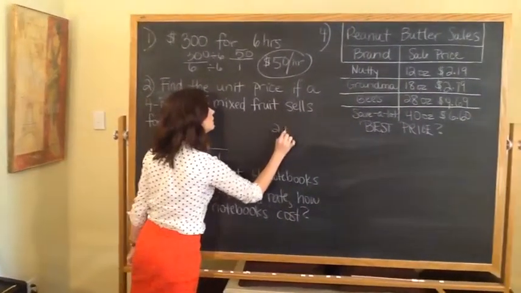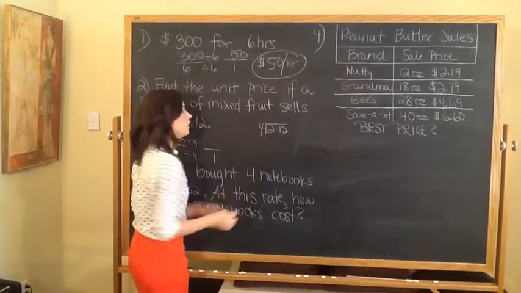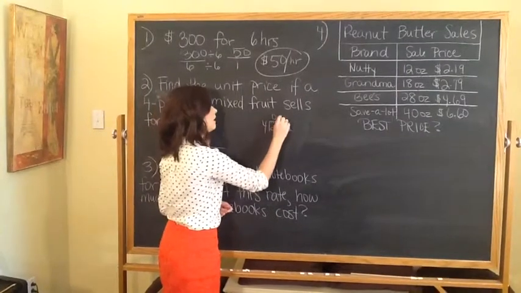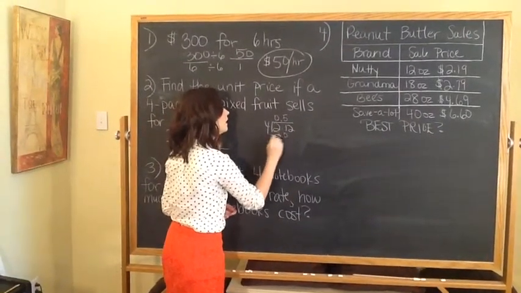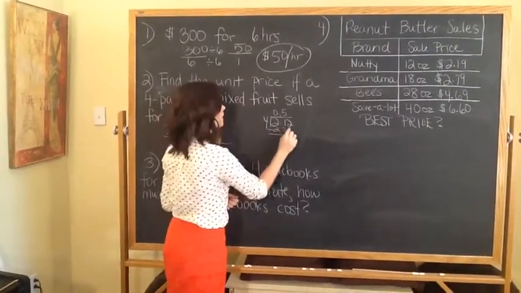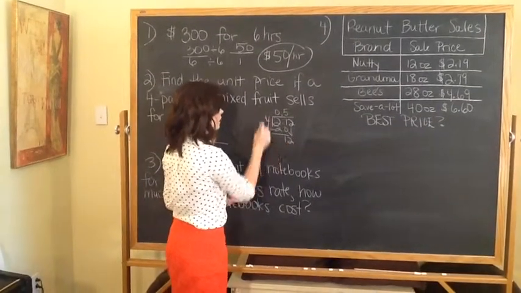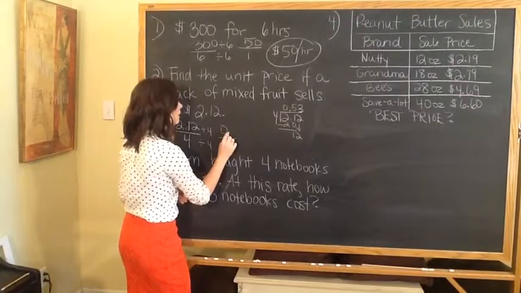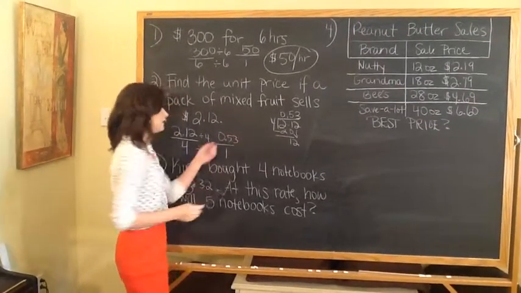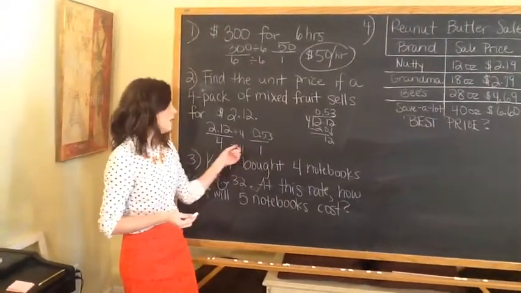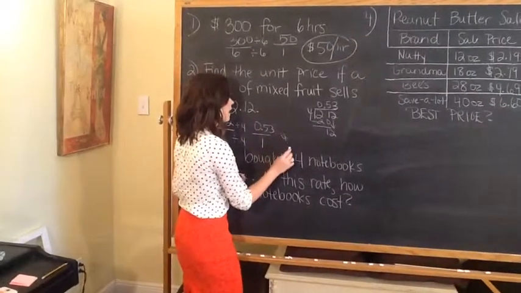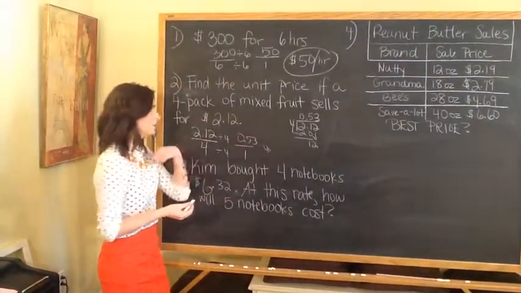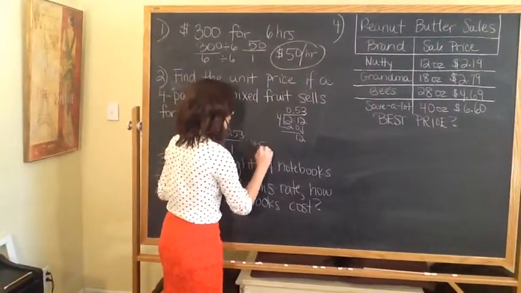We have 212 divided by 4. 4 goes into 2 0 times. And then 4 goes into 21 about 5 times. It's going to give us 20. Subtract and we get a remainder of 1. Pull down our 2. 4 goes into 12 3 times. So when we look at our information, it looks like 0.53 over 1, which is saying it's 53 cents per box of fruit. So 53 cents.